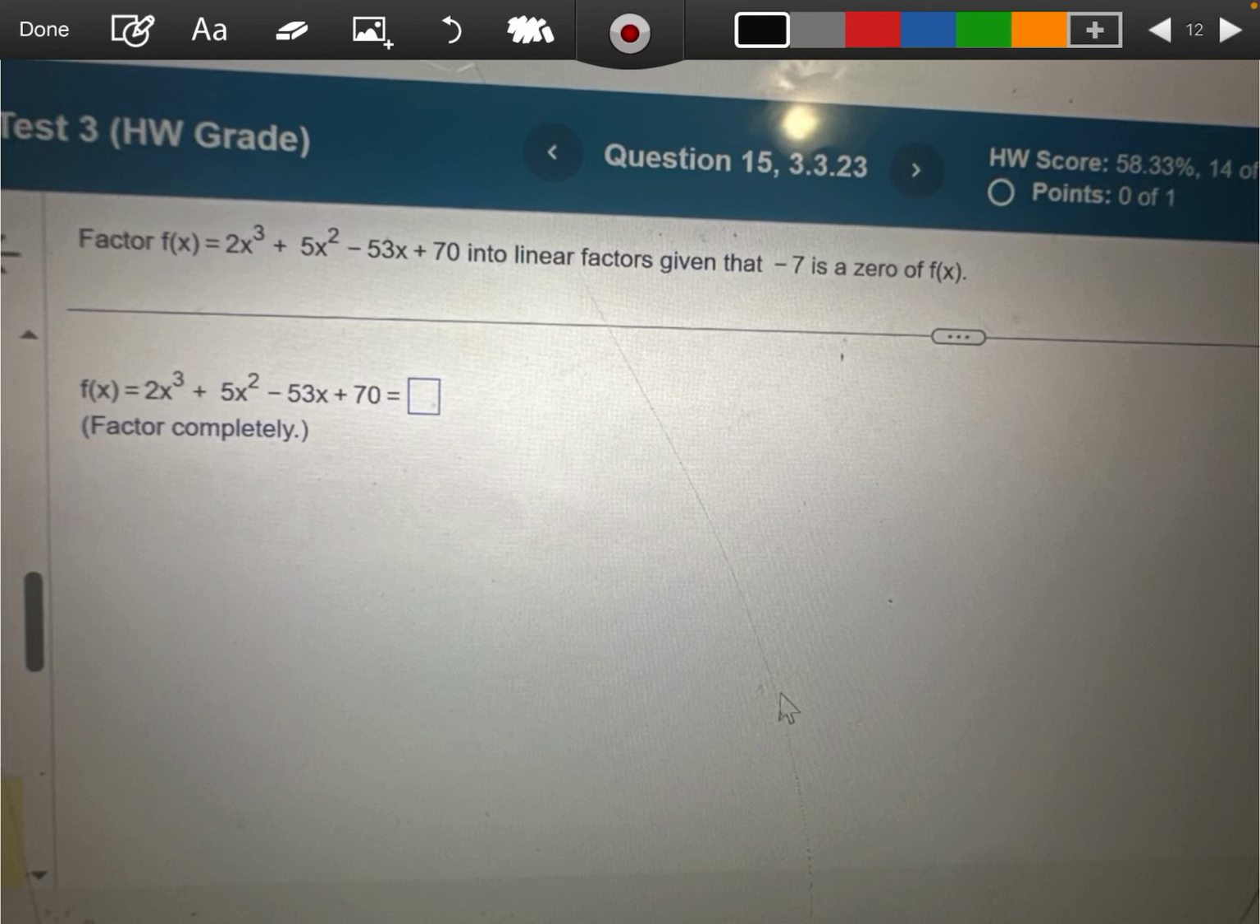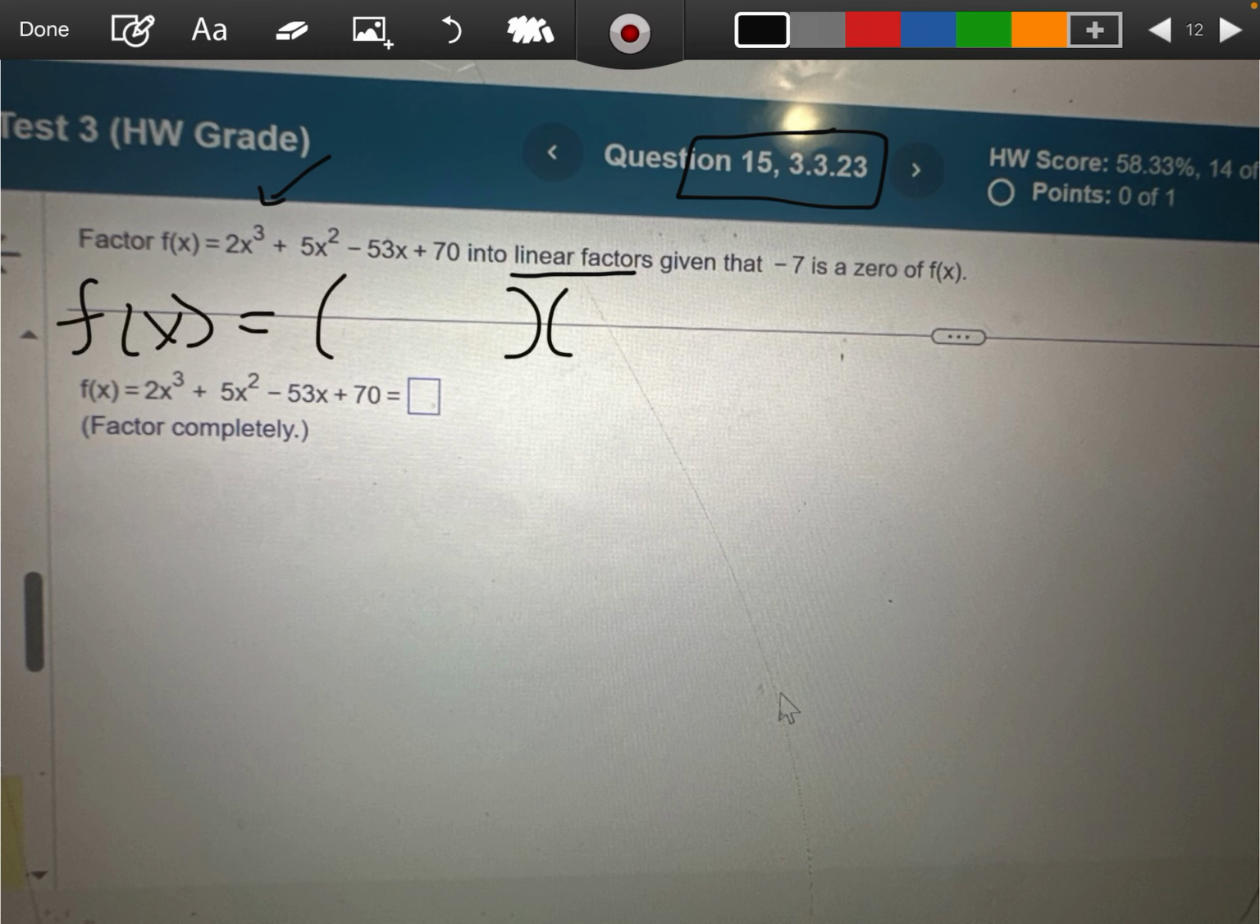All right, y'all. So we got a couple of questions out of the review from test 3. First question we got here is number 15. And it says, can we write f of x into something we call linear factors given that -7 is a 0? Okay, so my first step, we're going to look at the highest power of x. We have an x to the third. Since we have an x to the third, my friends, we are going to have what we call 3 factors.